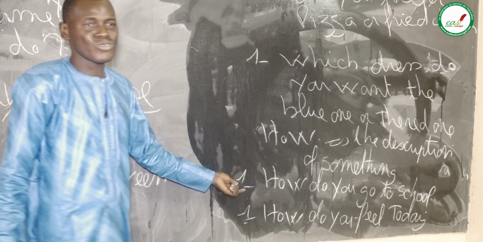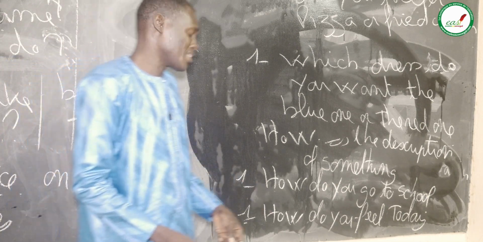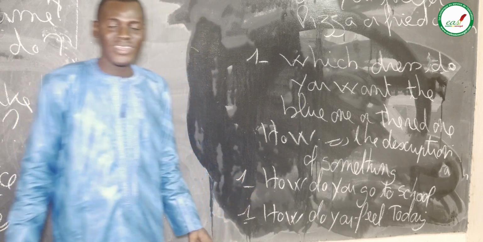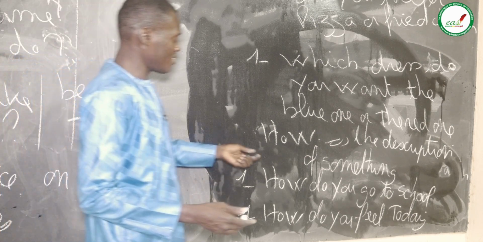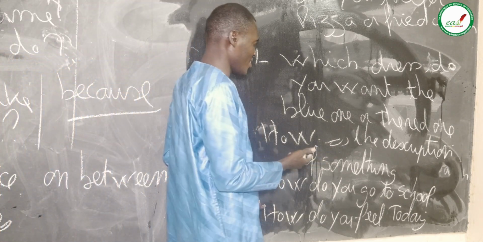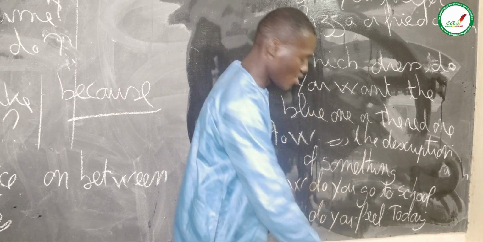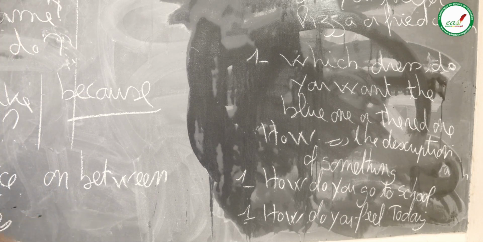Yes, how do you go to school? I go to school by foot, I go to school by bike, etc. Now, how do you feel today? Oh, today I feel good. Now, you have to bear in mind that how is related to the description of something, the manner or the way.